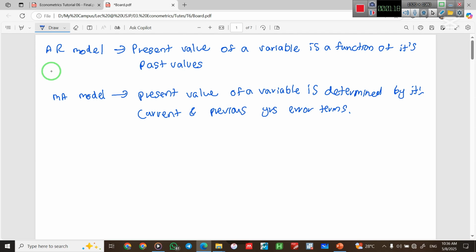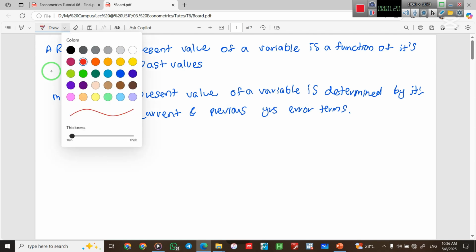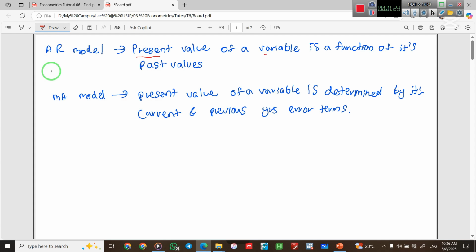terms, right? So under the AR model what we say is the present value of a variable is a function of its past value. So if we want to get the present value of a variable, we have to use the past values, right? But in the MA model the present value of a variable is determined based on the current year and the previous year error terms, right?